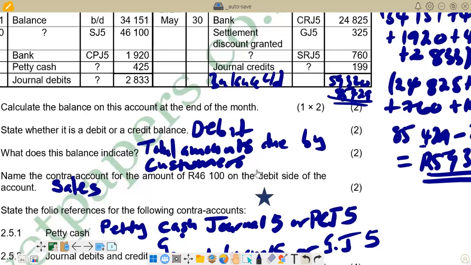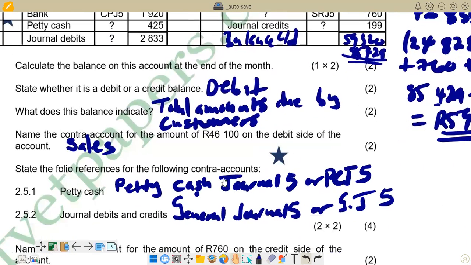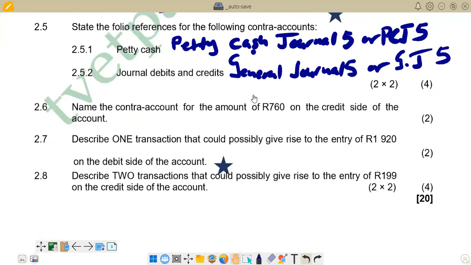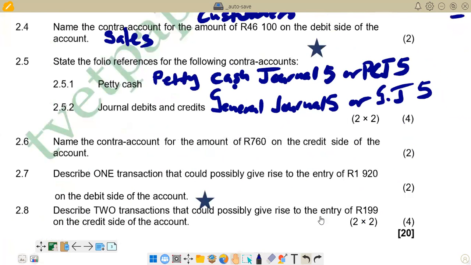Another name for sales returns is returns inwards. So here we can write sales returns. And then the next one is saying describe one transaction that could possibly give rise to the entry of 1,920 on the debit side of the account. So we go again to see which one we have for 1,920.